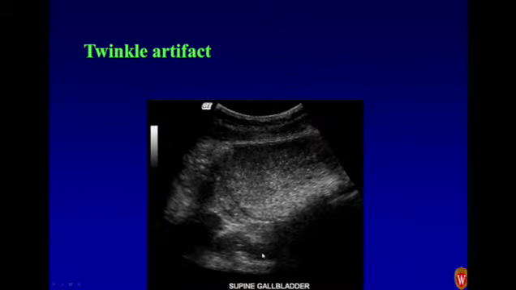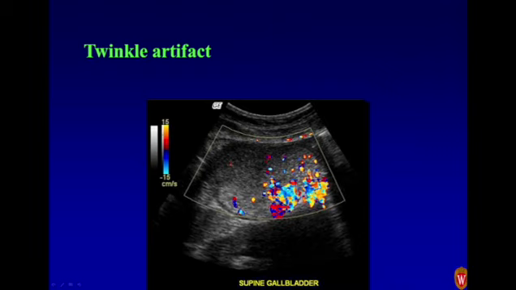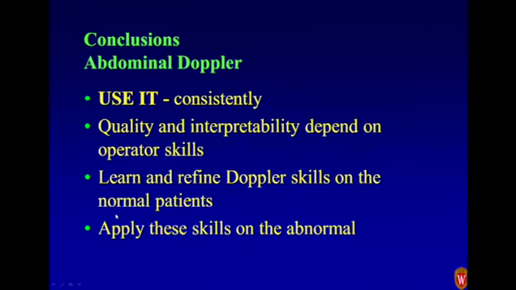Okay, here's another patient's supine gallbladder image. Lots of color in here. This is not blood flow to a tumor. It's Twinkle artifact. So in conclusion, Doppler, use it.